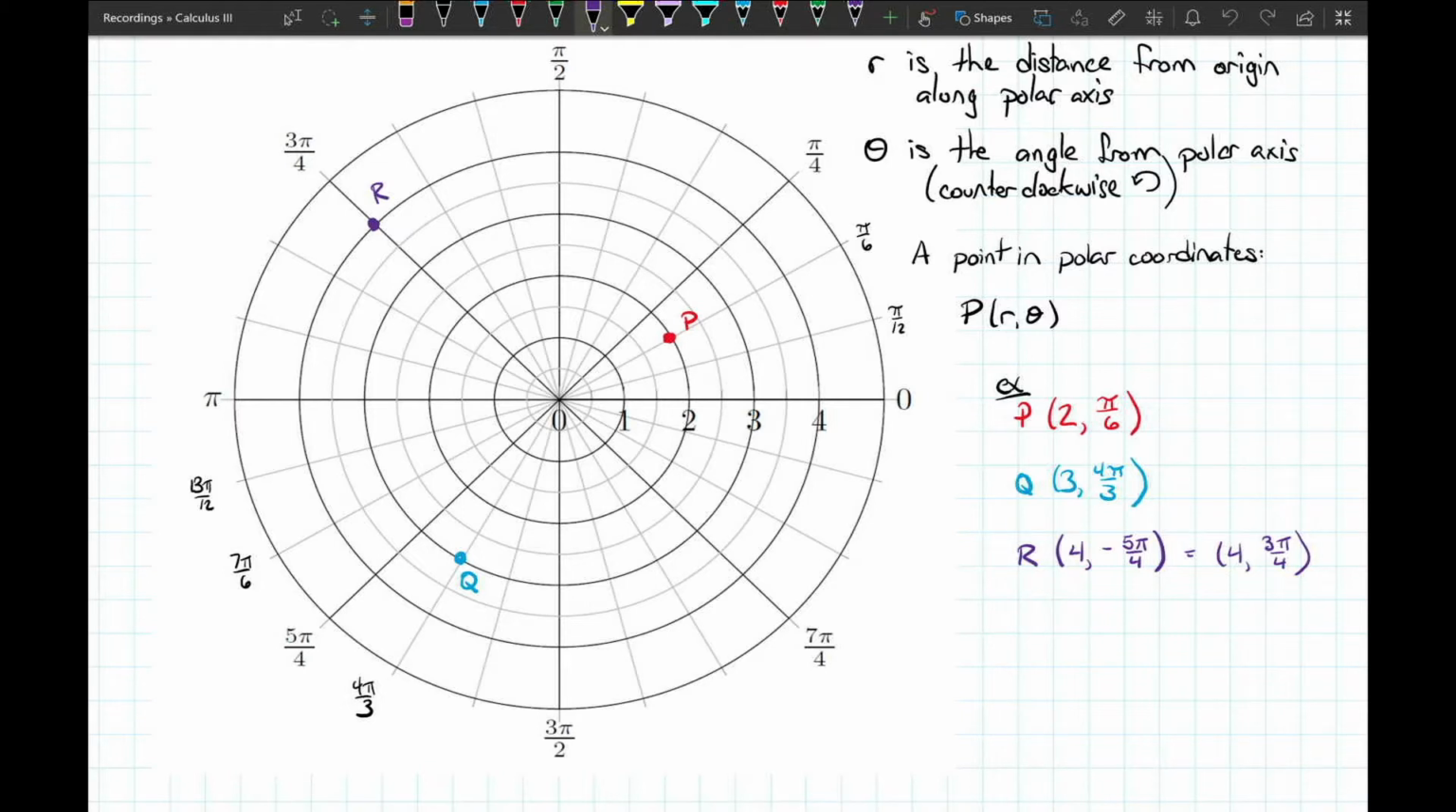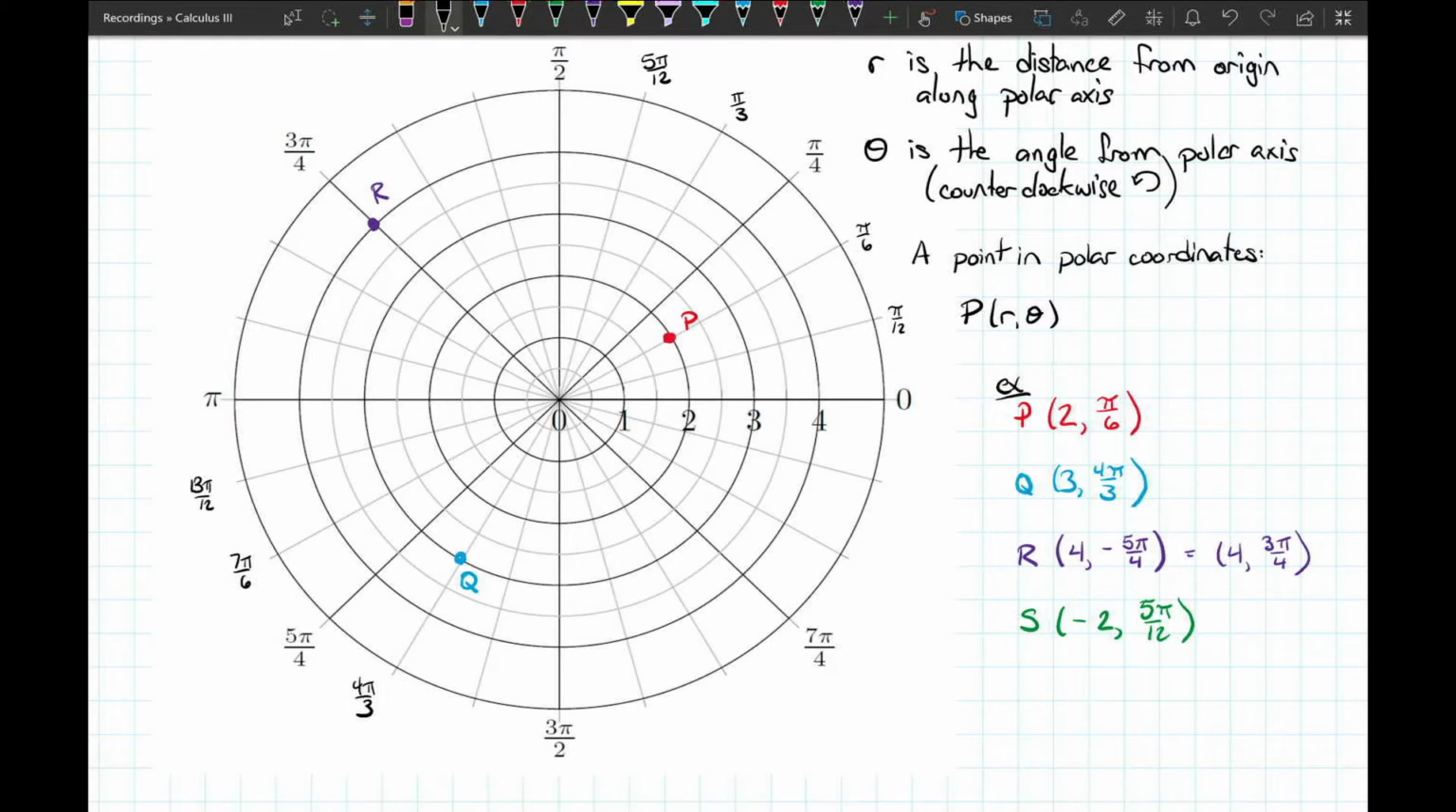What about if we have a negative r? Let's use point S here at the coordinates negative 2, 5 pi over 12. Now 5 pi over 12 is just a little bit shy of pi over 2. That's this second to last tick mark in quadrant 1.